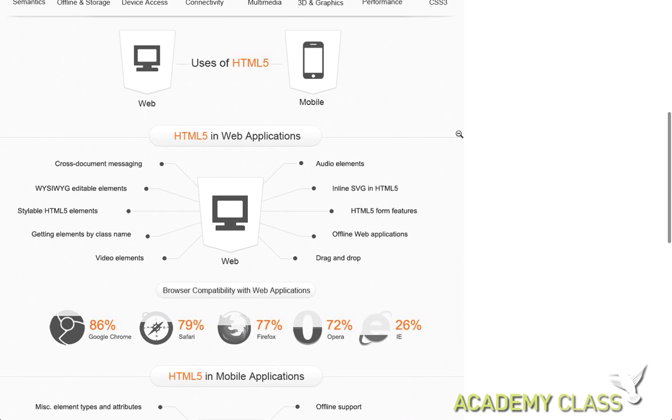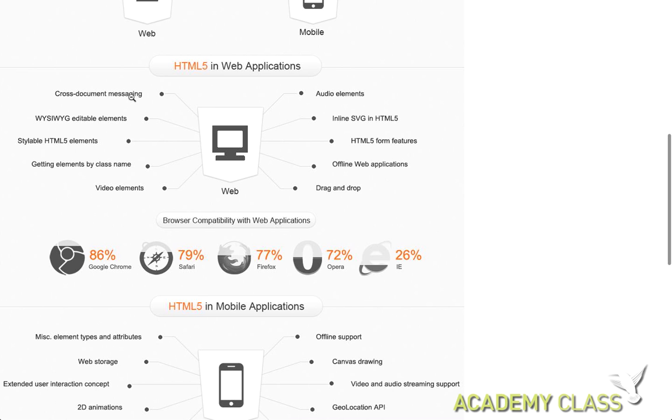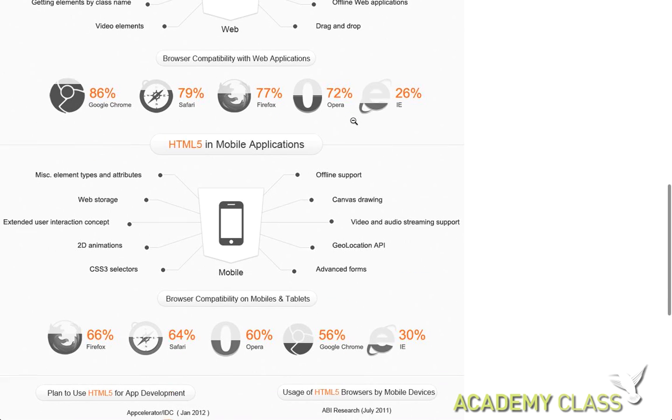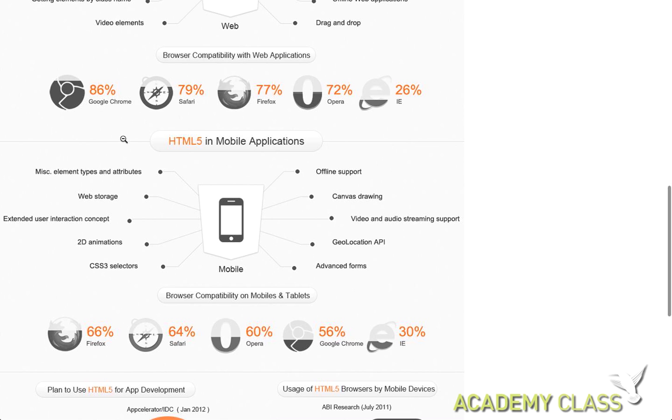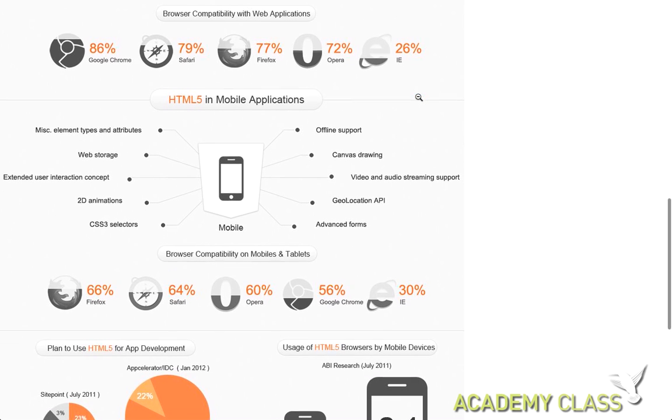The uses of HTML5 is basically on the web and mobile. On the web, basically for cross-document messaging, WYSIWYG editable documents, which you can see in Google Docs now. Drag and drop, HTML5 form features, SVG, which we had a look at as an example. Okay, 86% is when this was done, but it's a lot more now. 86% of Google Chrome users can use it, and here's the rest.